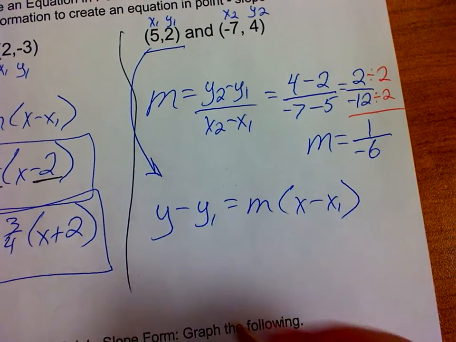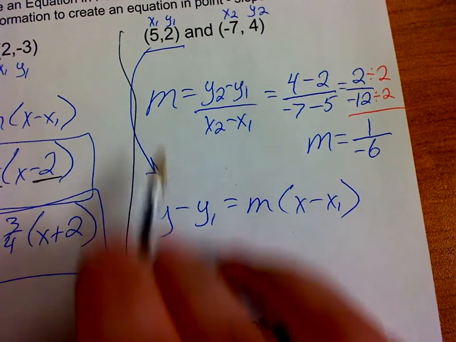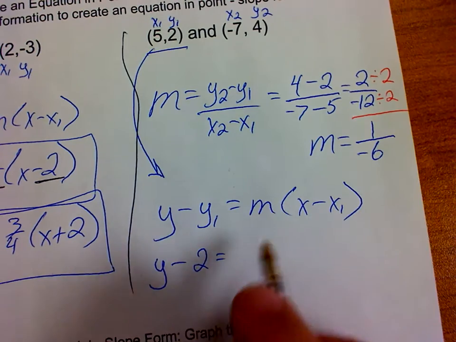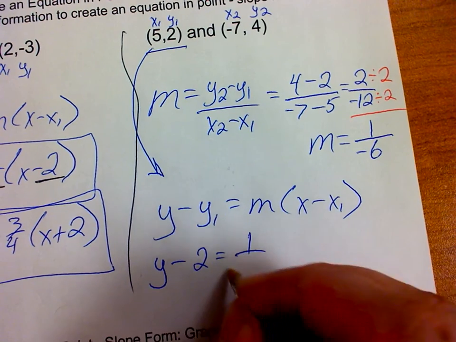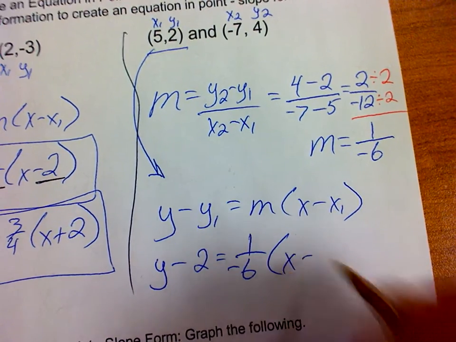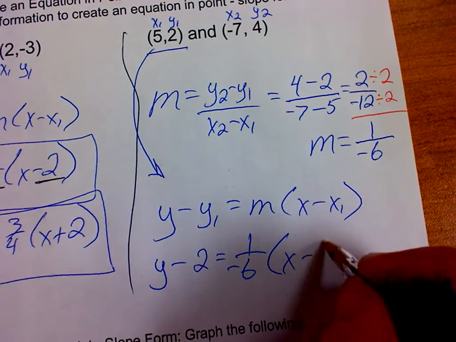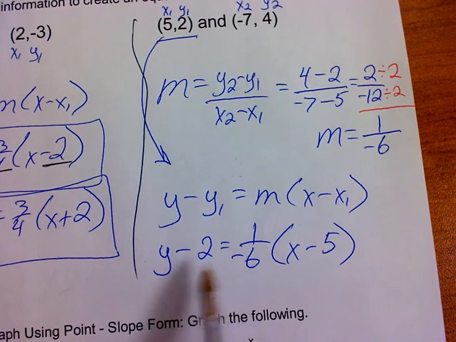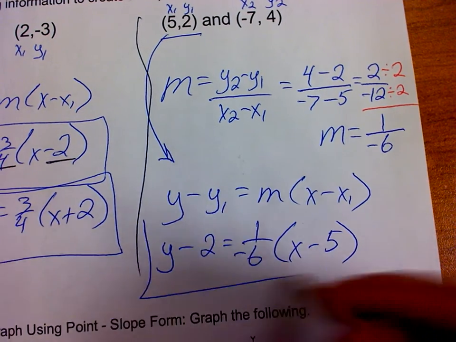Let's go ahead and plug in what we know. Y minus the y sub 1, which once again we're using this point, so it's going to be 2, is equal to the slope, which is 1 over negative 6, times the quantity x minus the x sub 1, which is 5. Okay? Now there's no other simplifying that we can do here, and this actually is our equation in point slope form.